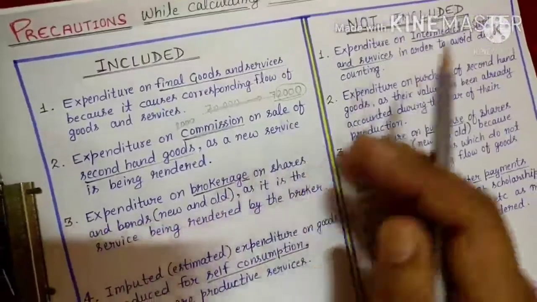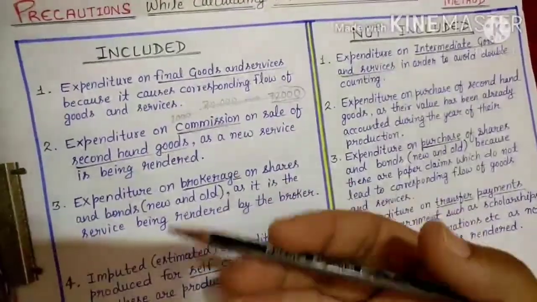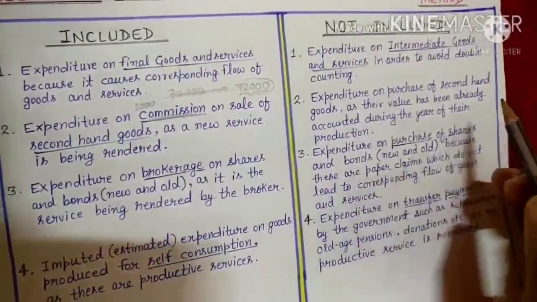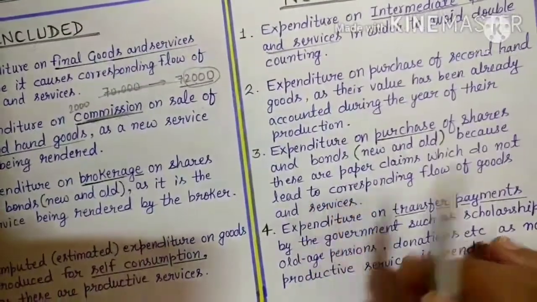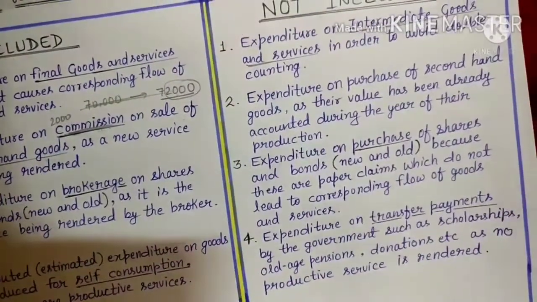Clear? Then, coming to the next point, we have expenditure on purchase of shares and bonds. You have learned about shares and bonds in accounts.